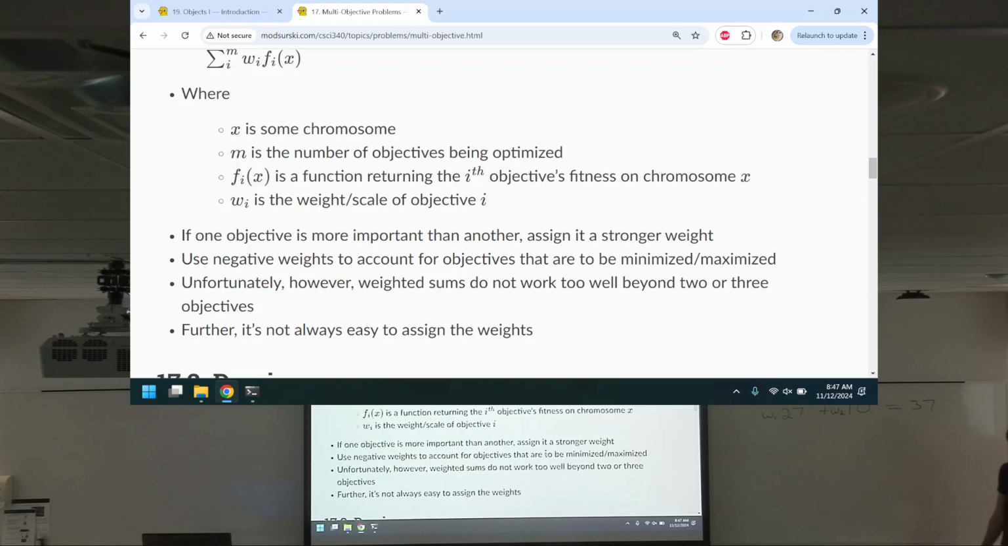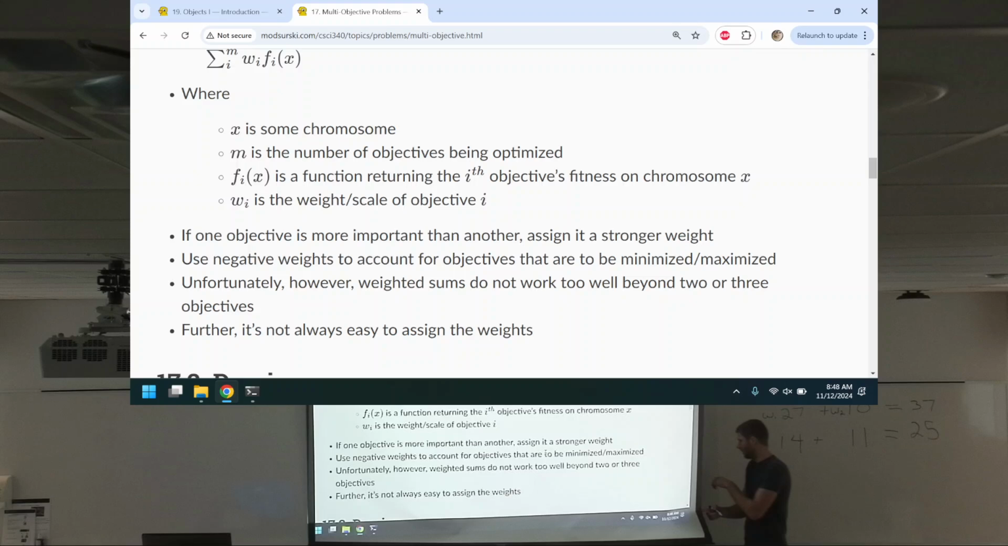But what does this mean? All of these fitness values only really have meaning once they're compared to something else. They're relative. Chromosomes' fitnesses only mean something in the context of their population. So if I have something like 14 and 11, with the same weights of 1 and 1, that gives us a fitness of 25. Not so bad, because clearly a lower mean squared error is better. Sure, it's a little bit bigger tree, but whatever.